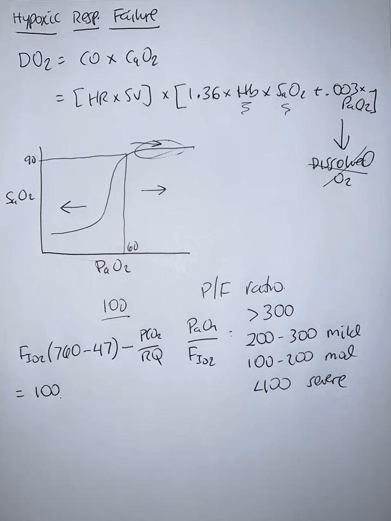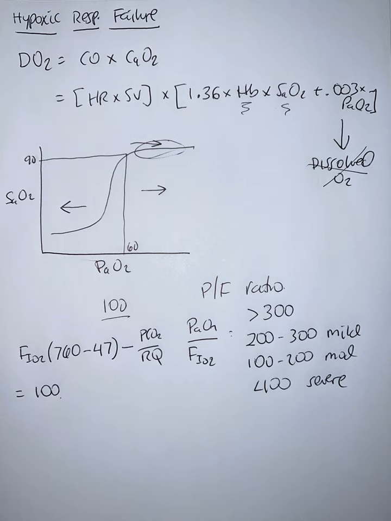And remember how the curve shifts to the right and the left? Remember what makes the curve shift to the right and shift to the left? So what makes the curve shift to the right is acidosis, hypoxia, or all these things. Mainly acidosis. What makes the curve shift to the left is alkalosis, carbon monoxide, all those things.